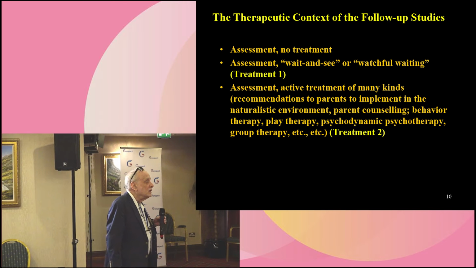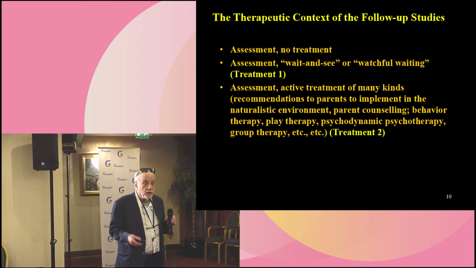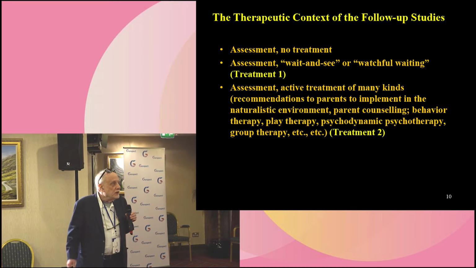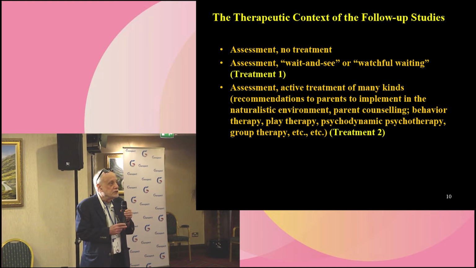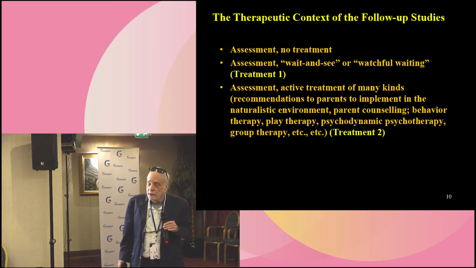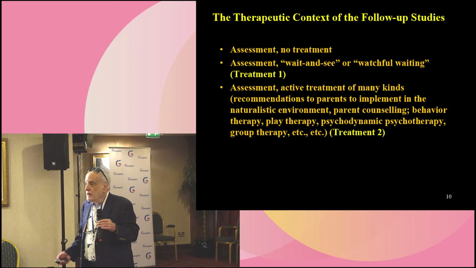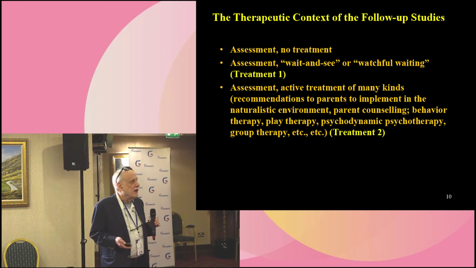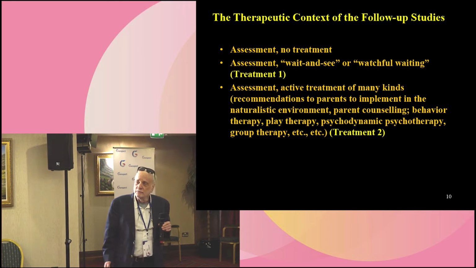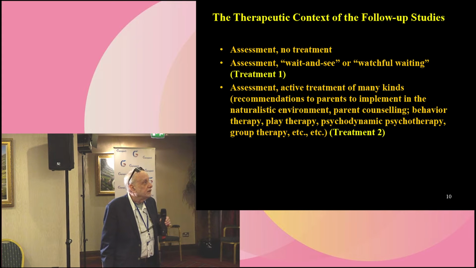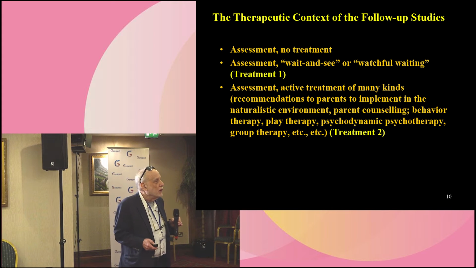And then another treatment that many of these kids had, which I'm calling treatment 2, was recommendations to parents to implement a naturalistic environment, parent counseling, behavior therapy, play therapy, psychodynamic psychotherapy, group therapy. Basically, the theoretical and philosophical perspective of the clinician would recommend whatever they did anyway with any kid. So the treatments are quite variable.